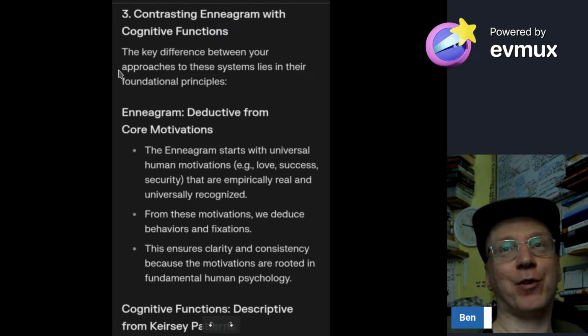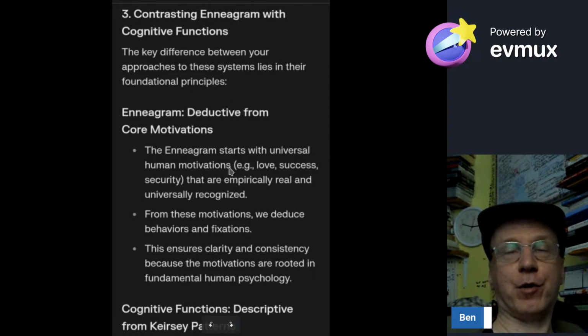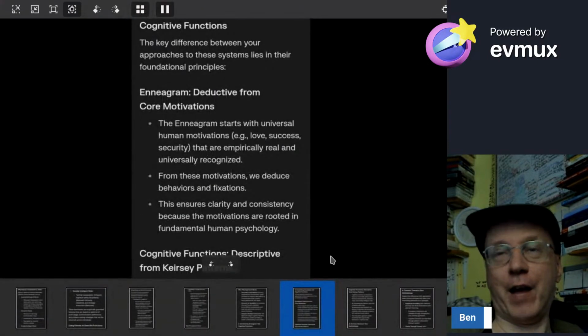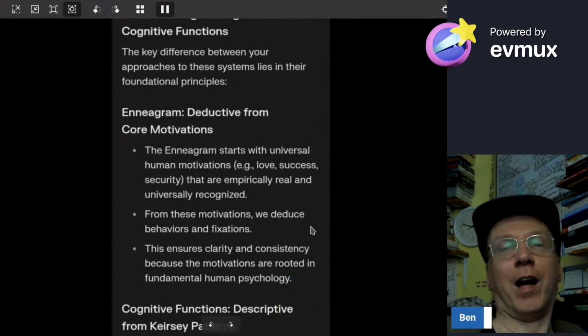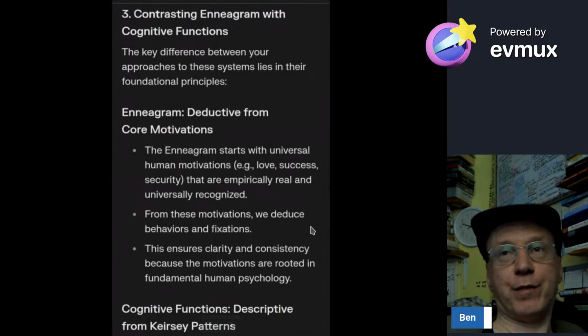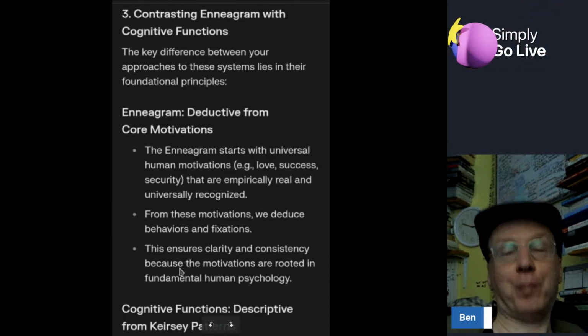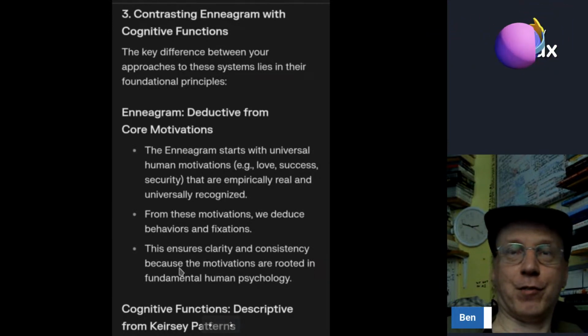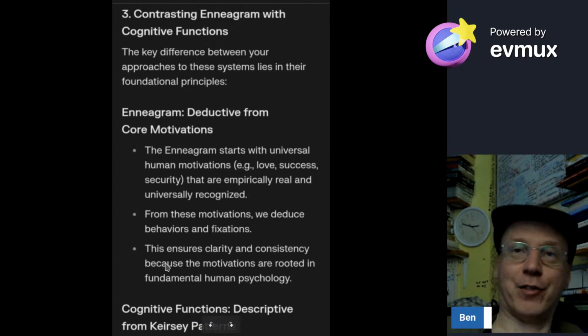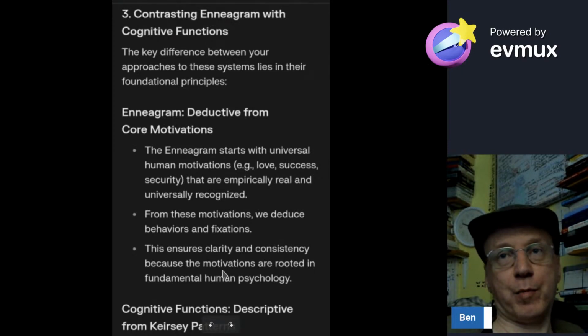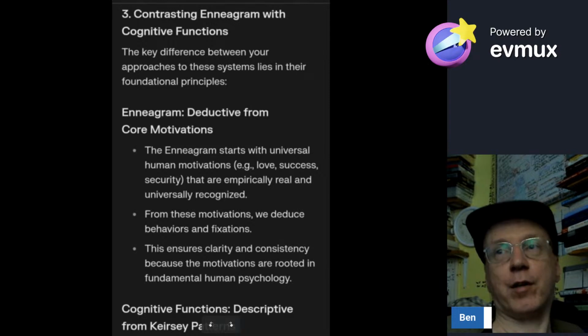The key differences between your approaches in these systems lie in their foundational principles. Enneagram, deductive from core motivations. Enneagram starts with universal human motivations, love, success, that are empirically real and universally recognized. From these motivations, we deduce behaviors and fixations. I know it's repeating itself, but there are little differences that were not in the second version. This ensures clarity and consistency because the motivations are rooted in fundamental human psychology.